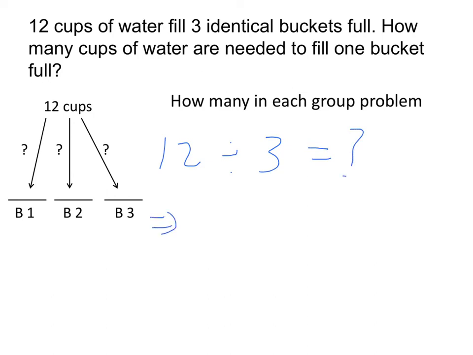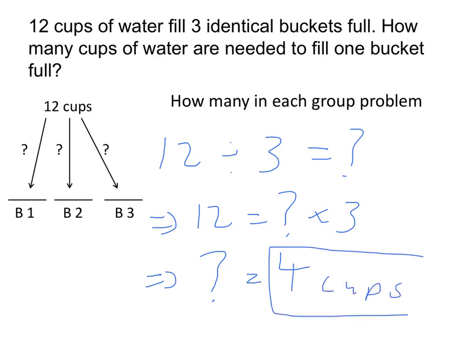And so an equivalent multiplication problem is 12 equals question mark times 3. So we think, what number times 3 equals 12? And so the answer is 4, and 4 cups is our units here. So there we go. That's how we can draw a simple picture to set up a division problem, use that picture to write down our division equation, and then convert that over to an equivalent multiplication problem, and how we can solve that by just reasoning through it.